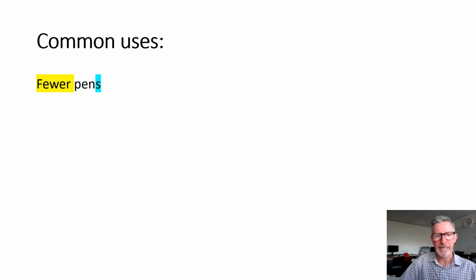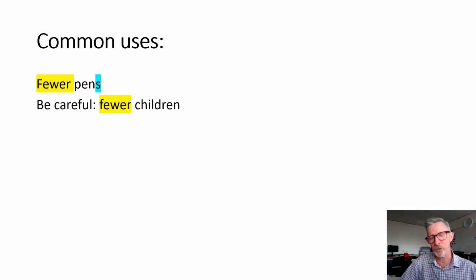You need to be a little bit careful because not all plural nouns have an S, and the great example for you will be children. 1 child, 2 children, 3 children. Again, it's a plural noun, so we use fewer. Why do we use less?